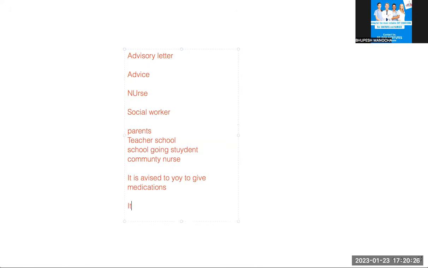The rest is the same: it would be greatly appreciated if you could. Everything else remains the same. So basically this we call an advisory letter, that we are giving advice, because we are not writing to the senior surgeon, we are writing to a social worker, community nurses, parents, teachers, anybody who will take your advice. So this is an advisory letter.